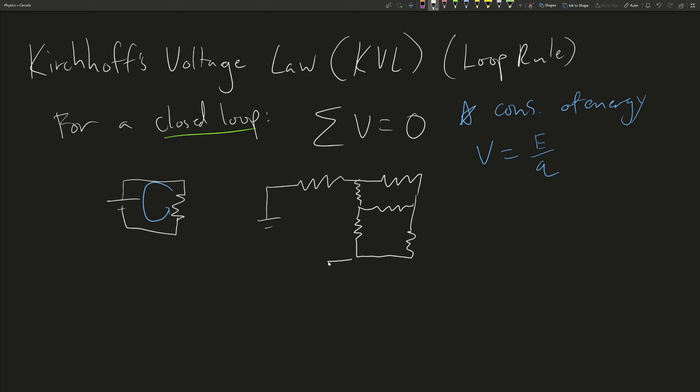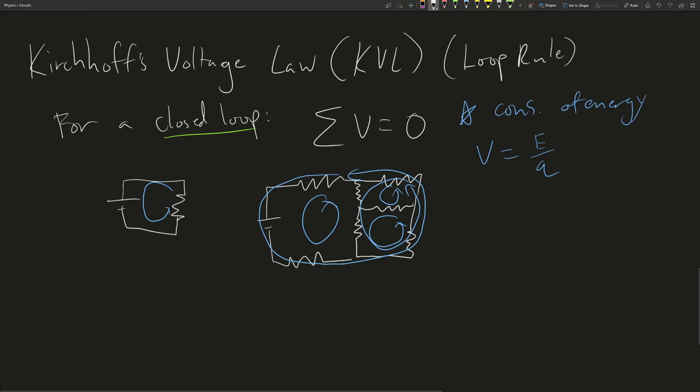What Kirchhoff's voltage law, or KVL, says is that for any loop you can draw, like this loop here, or this loop, or this loop, or a loop around this whole circuit, or a loop around these two parts here, for any of these loops, the summed voltage is going to be equal to 0.